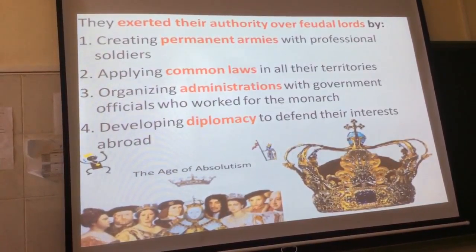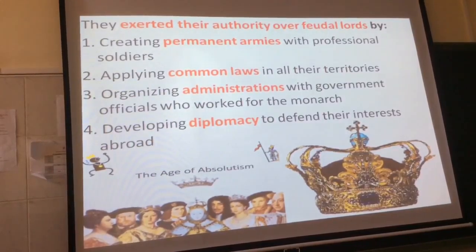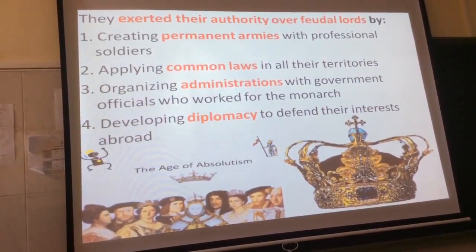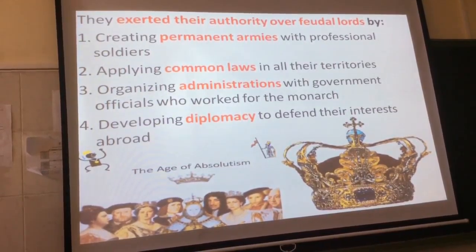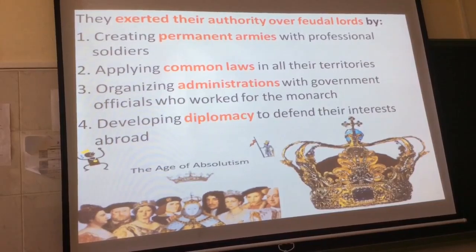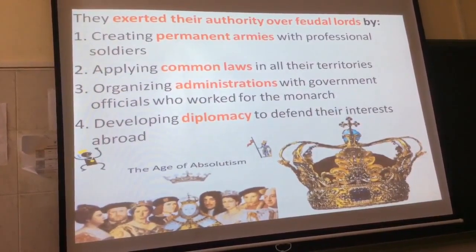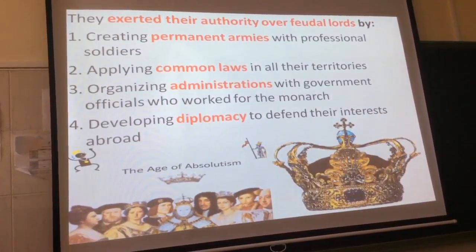Applying common laws in all their territories, so that's very, very anti-fuero, right? Organizing administrations with government officials who worked for the monarch, so strengthening the public administration system, right? Organizing the state better, and developing diplomacy to defend their interests abroad, meaning putting ambassadors in other countries to represent the king.